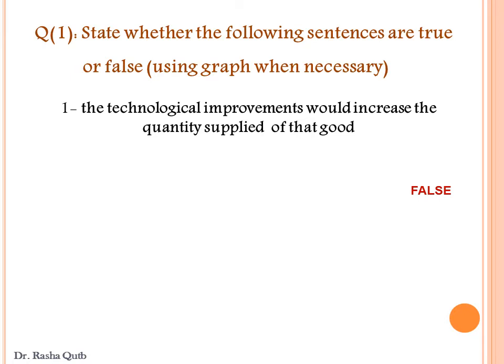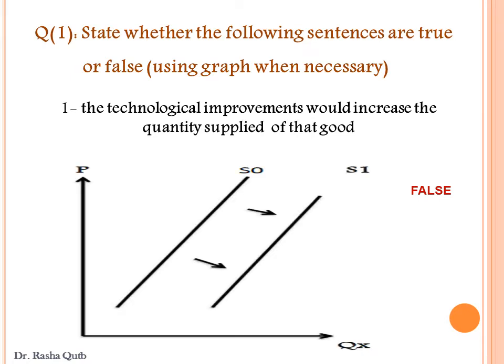Any advancing in technology would decrease the cost of producing the goods, and this causes the supply of the product to increase. Graphically, this causes the supply curve for the product to shift rightward. So the correction of this sentence is that the technological improvements would increase the supply of the goods.